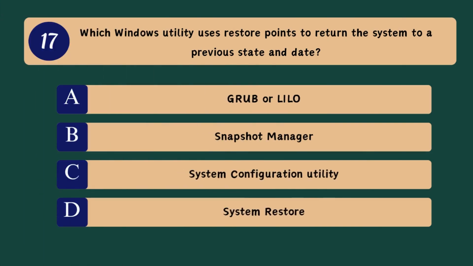Question 17. Which Windows utility uses restore points to return the system to a previous state and date? A. GRUB or LILO. B. Snapshot Manager. C. System Configuration Utility. D. System Restore.